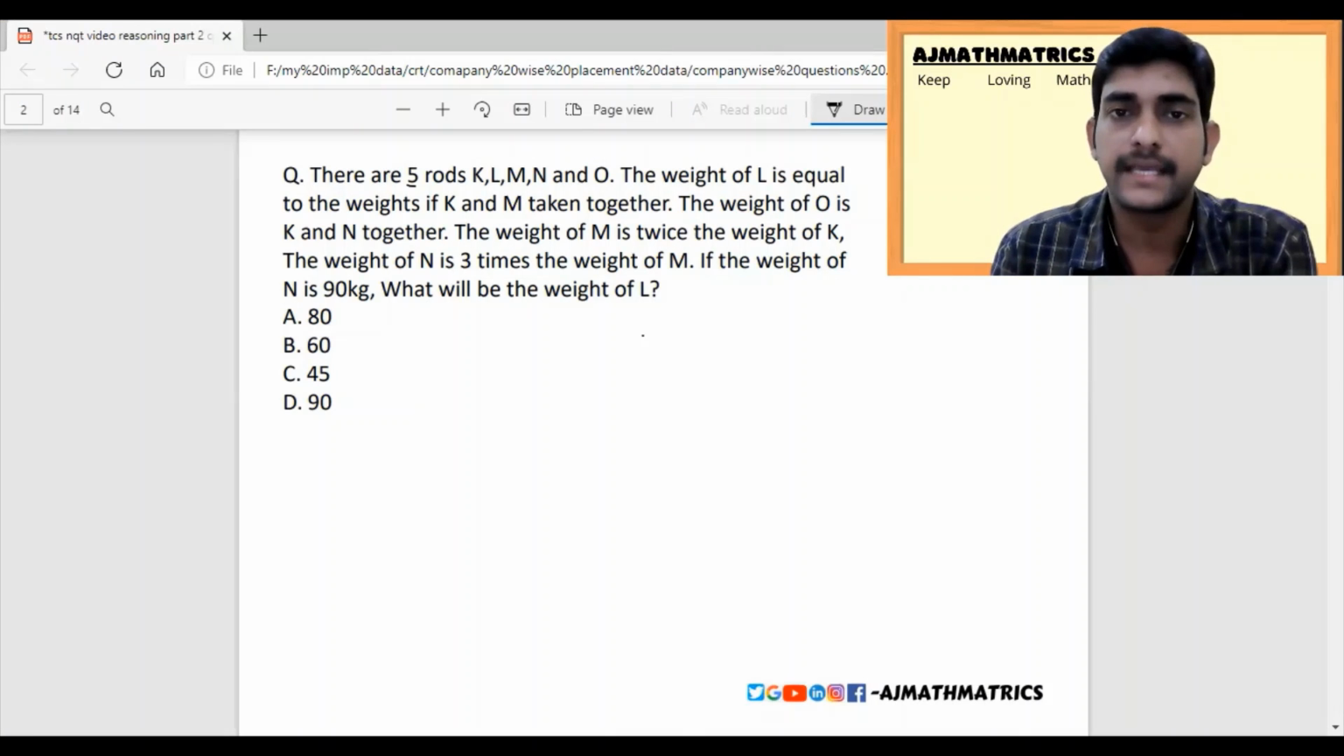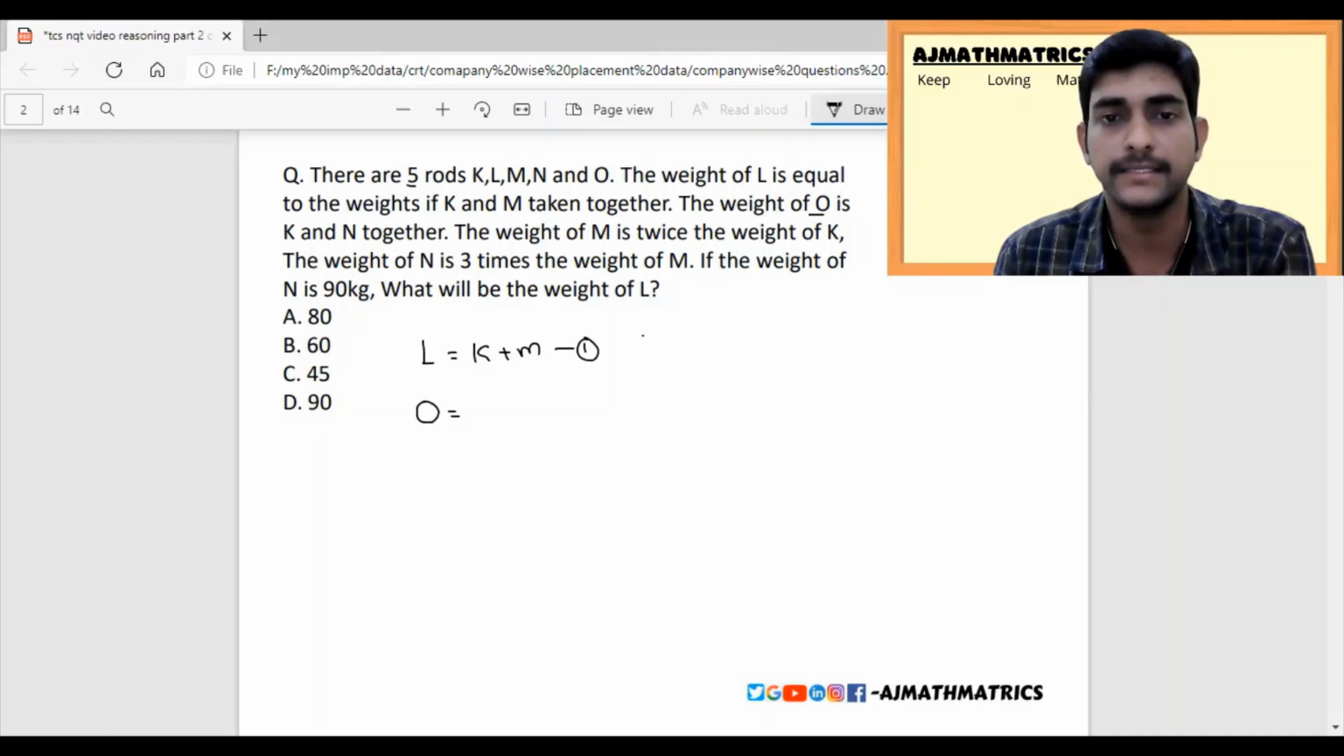There are five rods K, L, M, N, and O. The weight of L is equal to the weight of K and M together. The weight of L is L itself, so L is given as K and M together. Okay, this is the first equation. Next, the weight of O is K and N together. This is the second equation.